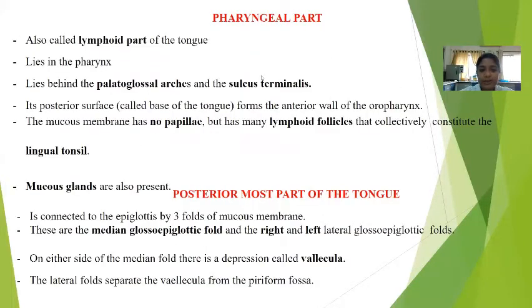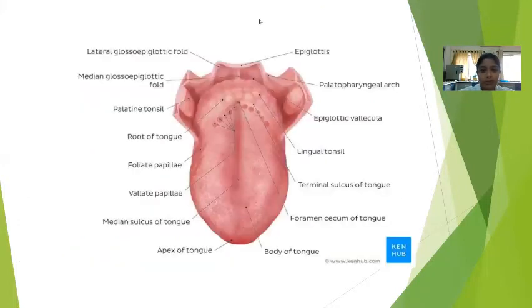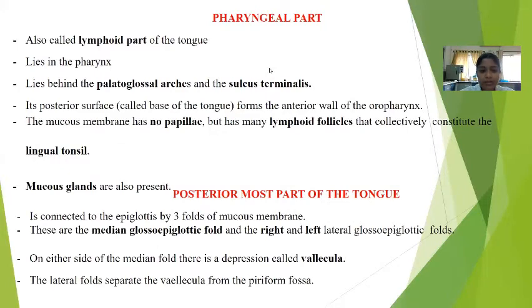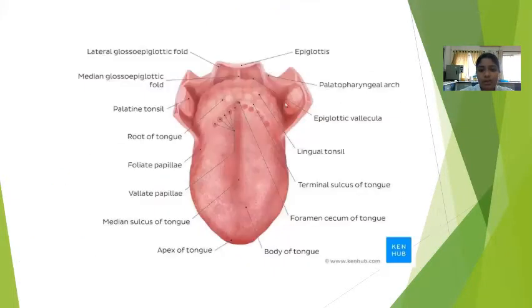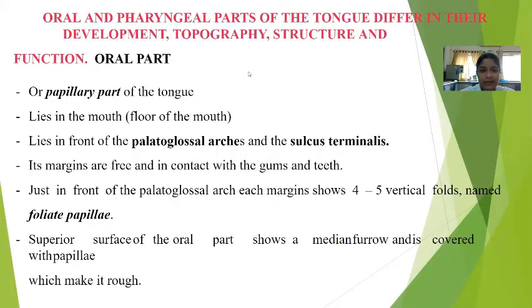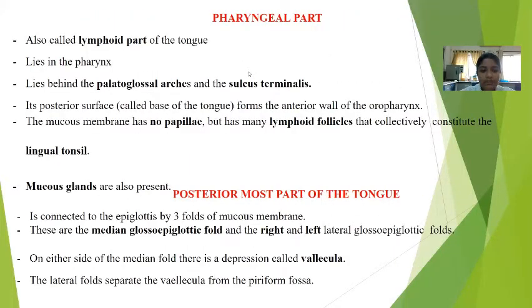It is connected to the epiglottis by three folds of mucous membrane. These are the median glossoepiglottic fold and the right and left lateral glossoepiglottic folds. So, this is the median and these are the laterals. On either side of the median fold, there is a depression called the vallecula. So this is the depression, called the vallecula, and the lateral fold separates the vallecula from the piriform fossa.